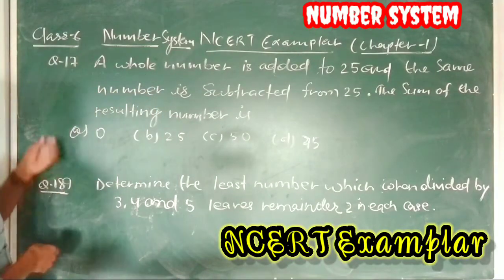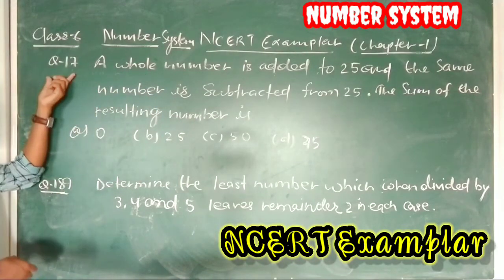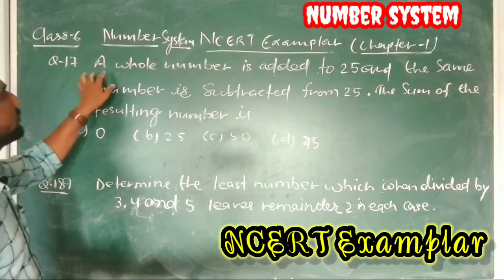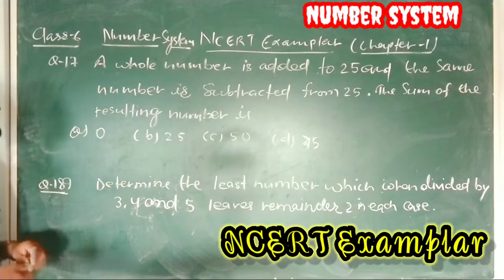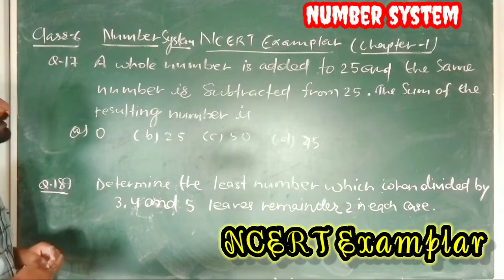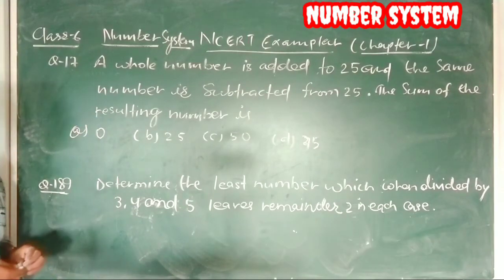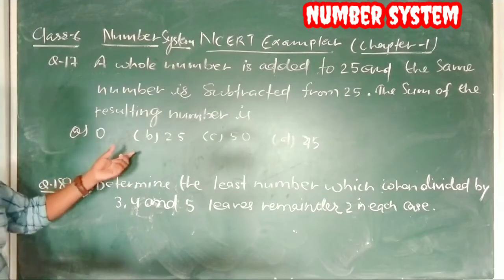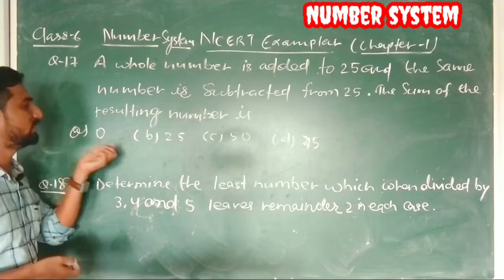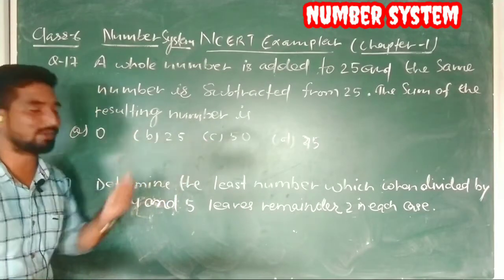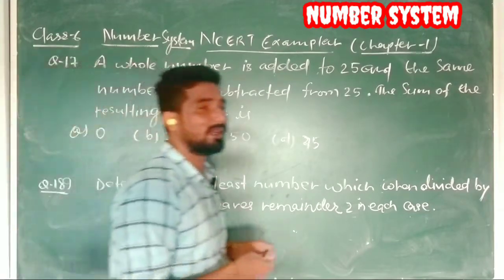It is question number 70 from NCERT Exemplar, chapter 1. The question is: a whole number is added to 25 and the same number is subtracted from 25. The sum of the resulting numbers is what? And 4 options are available, and I will choose the option which is correct. The options are 0, 25, 50 and 75. So let me solve this question.